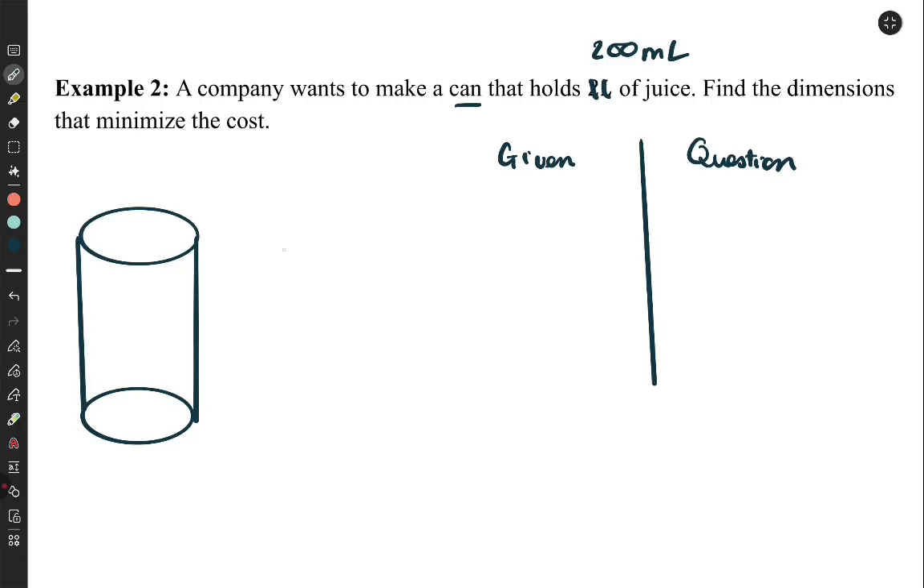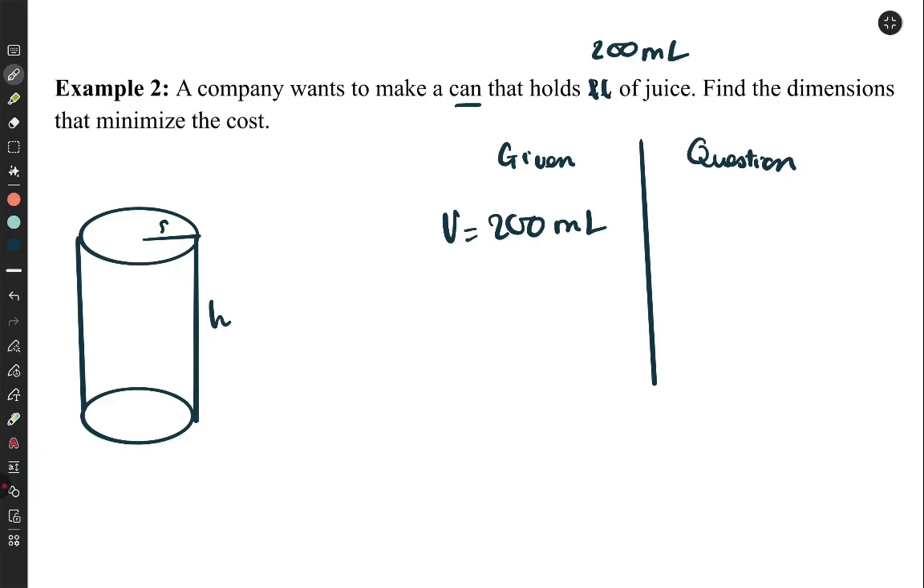A can is only defined by two things, two dimensions: a radius and a height. Given the volume, 200 milliliters. Anything else given? No, right? That basically is it. That's it.